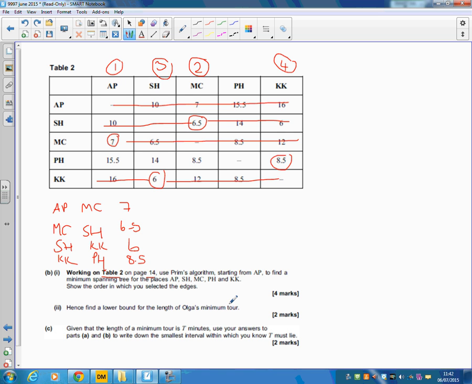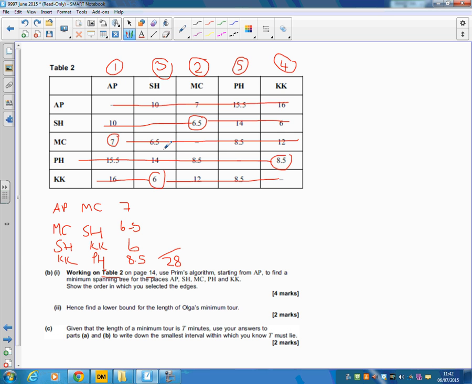It doesn't actually say that you have to find the length of it, but let's find the length of it anyway. So it comes to 28. So just make sure we finished off this. So we went to PH 5th and we didn't go back to it.